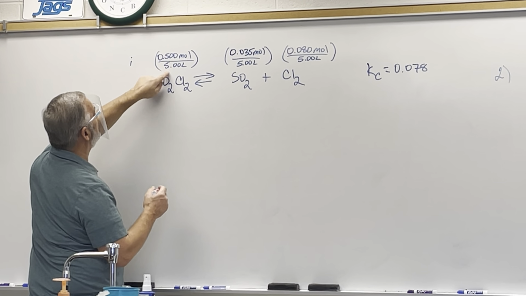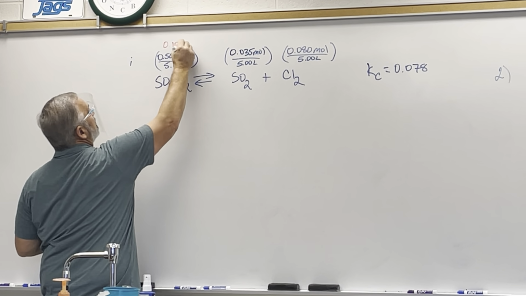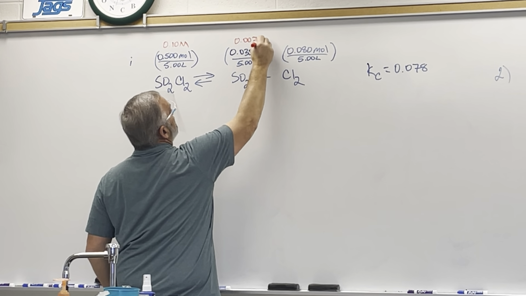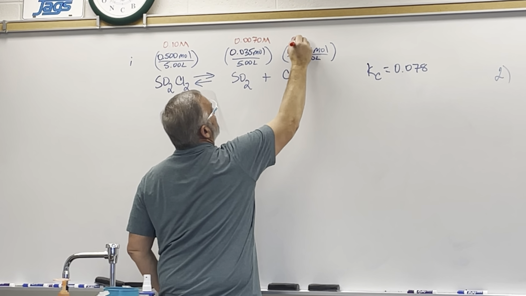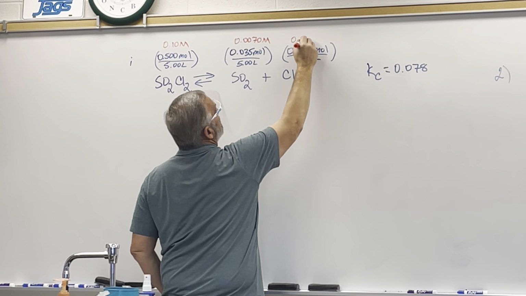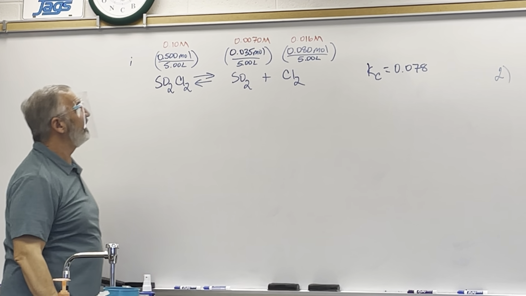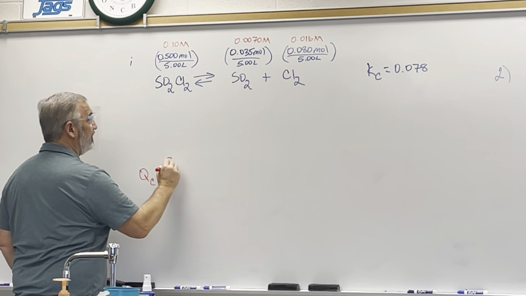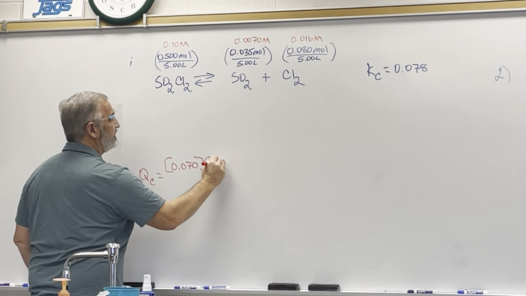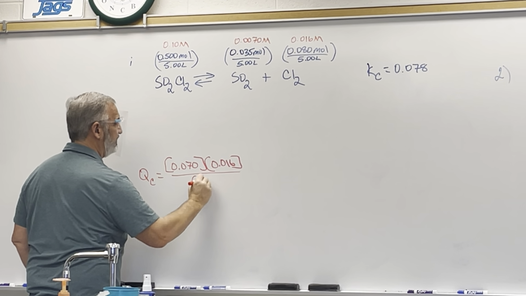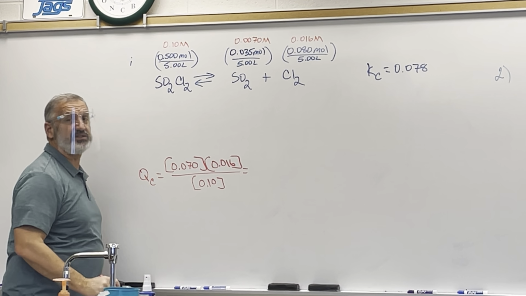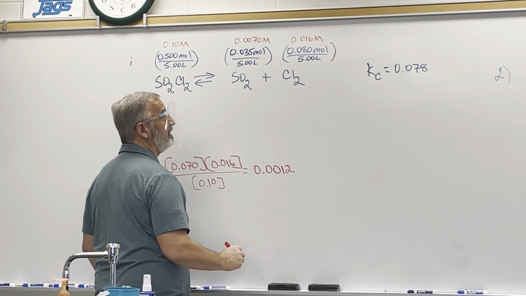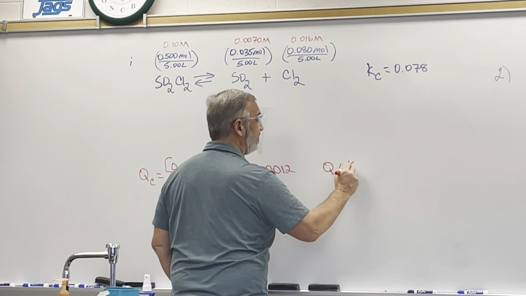So let's just go through it. Help me out here, what's this? That's going to be 0.1. This one is 0.070. And this one is 0.16. All right, so those are my initial concentrations. So now I have to calculate Q. It's going to equal 0.070 times 0.016 divided by 0.1. What does that come out to? 0.0012. Okay, so Q is less than K.